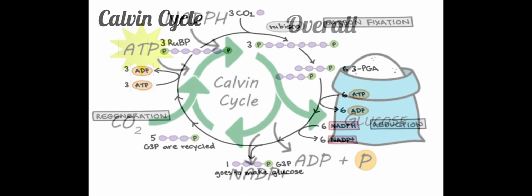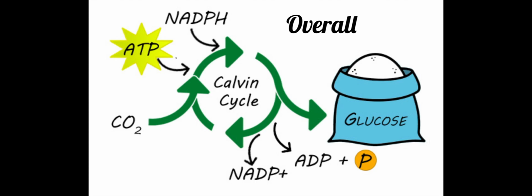Now, that is the Calvin cycle, but let's do a quick overview. In the Calvin cycle, NADPH and ATP from the light reactions go into the Calvin cycle along with carbon dioxide to make ADP and NADP+. And glucose is made as a byproduct, and the ADP and NADP+ go into the light reactions to be converted back into NADPH and ATP.